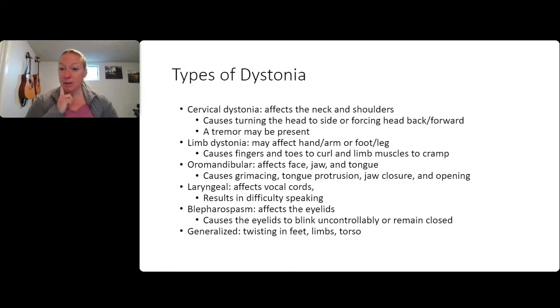But dystonia can also affect the jaw. It can affect the vocal cords. It can affect the eyelids. And I think this is probably something you may notice, but not think of as dystonia. I know for a long time I did this. You don't really think dystonia, but then those eyelids can blink uncontrollably or remain closed. And then we can also have a generalized dystonia.